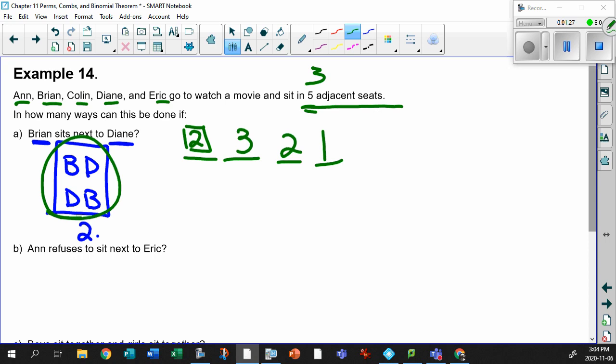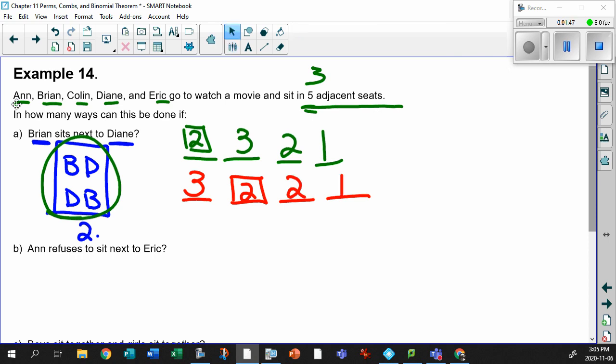Okay, but what if Brian and Diane want to sit 1 seat over? So that means they want to sit here. Well, you still have Brian and Diane. That's still 2 possibilities there, right? Either Brian and Diane or Diane and then Brian. And then you still have 3 choices for this one, 2 choices for that one, and 1 choice for that one.